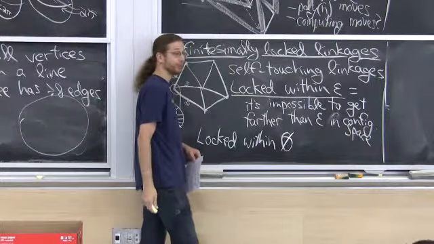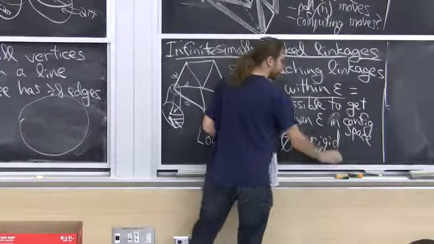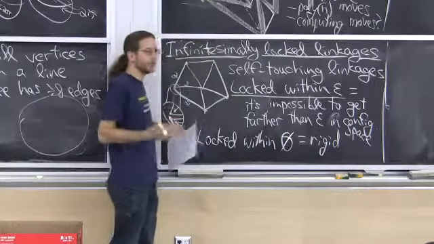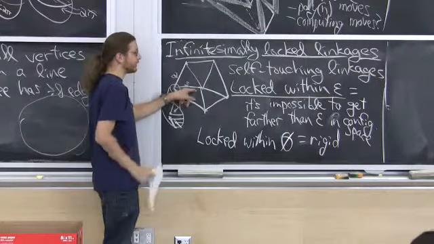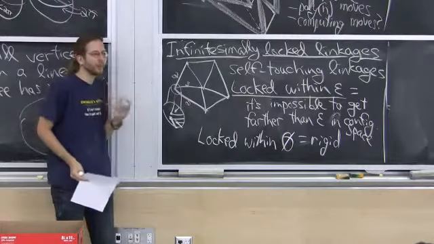Also known as being rigid. We've already talked about being locked within 0. If you can't move at all, that's rigid. So this thing could actually be rigid, whereas all the locked trees can never be rigid, because I don't want them to really touch.